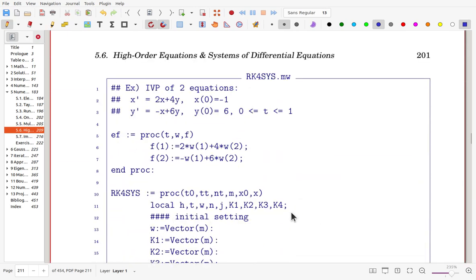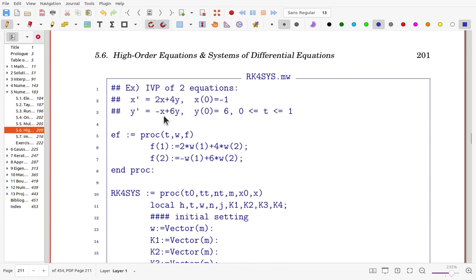Now let's see a program. We'll try to solve here x prime equals 2x plus 4y, y prime is minus x plus 6y, and we have initial values for x and y, and t is moving from 0 to 1. Now first we define the evaluation of f, so that is t and w. W has 2 components. Of course, the first one is x and the second one is y, and now f has 2 components, so this is input and f is output, f1, f2.